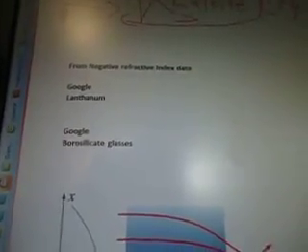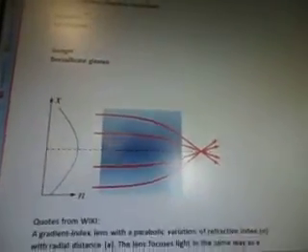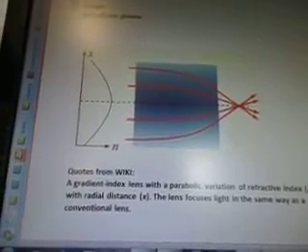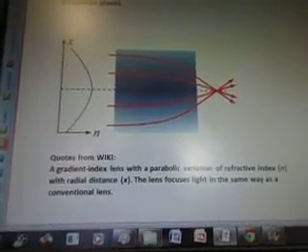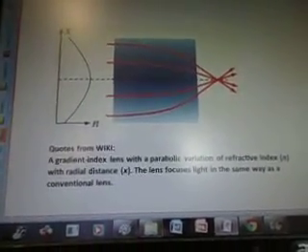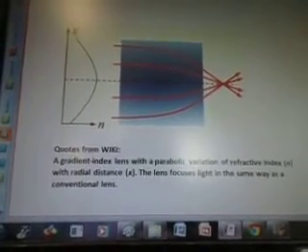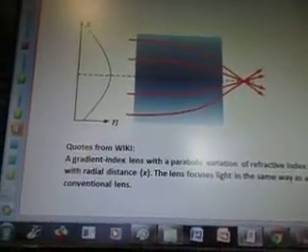From negative refractive index data, Google lanthanum and Google borosilicate glasses. Okay, so those will probably be in other videos, just so you know. So this is showing a gradient index lens with a parabolic variation of refractive index with radial distance. The lens focuses light in the same way as a conventional lens. So these are quotes and data from Wiki.